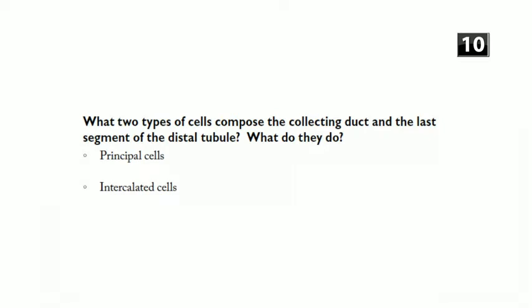Now we're ready to move from the distal convoluted tubule to the collecting tubule. And that collecting tubule name is a little misleading because it sounds like all we're doing is collecting the urine, and that's not at all true. There's actually a lot of action taking place in the collecting tubules. So before we get to the diagrams, let's look at question number 10, which says, what 2 types of cells compose the collecting duct and the last segment of the distal tubule? And what do they do? So there are 2 types of cells here. You have the principal cells and the intercalated cells.